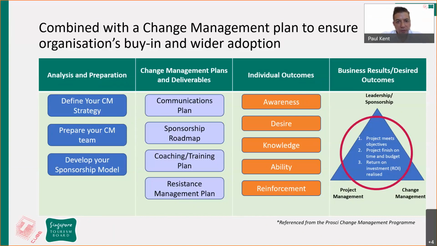In terms of the individual outcomes, so awareness, you want people to know what you're doing. You want a desired sort of outcome at the end. You want knowledge to be transferred both within the organisation, across the teams. You want those abilities to be there, and you want reinforcement to be in it as well. And then finally, the business outcomes. You can see at the top, you've got the leadership and sponsorship. You've got the project management elements on the left, typical of running a project. And then you've got change management, ensuring the sustainability and longevity of it all.